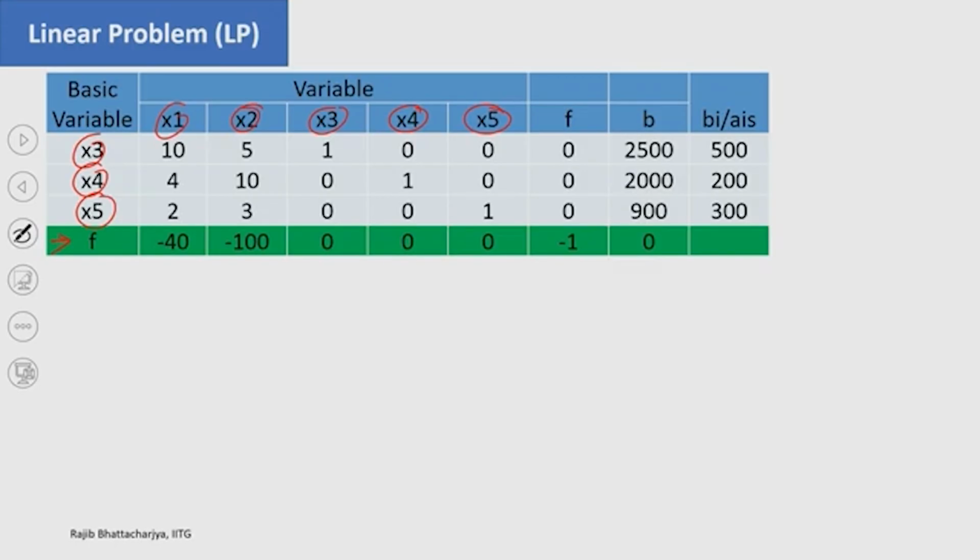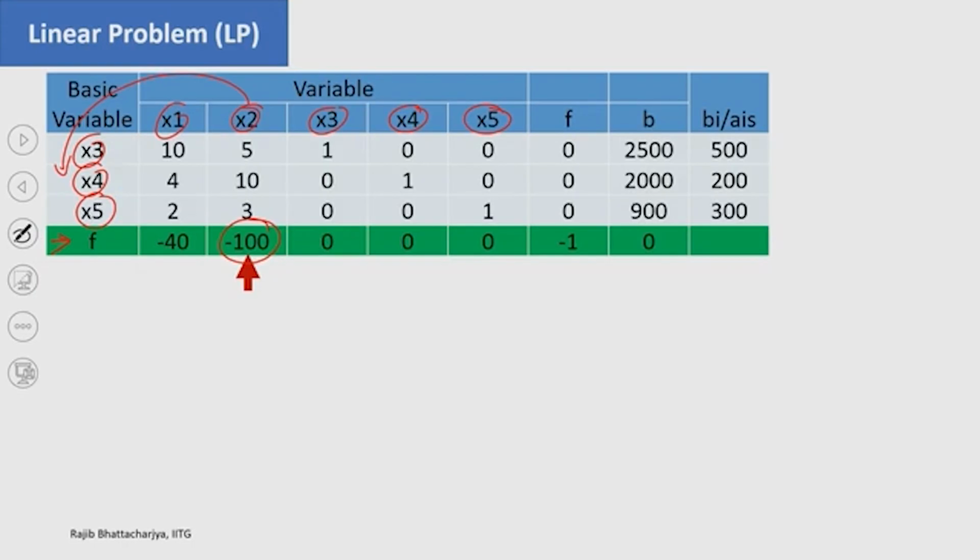For x1 that is minus 40 and for x2 this is minus 100. So, what you have to do? We have to take the minimum one. Minimum one is minus 100. So, we will take that. So, that means x2 will enter into the basis and x2 will replace one of these variables, that is x3, x4 and x5.